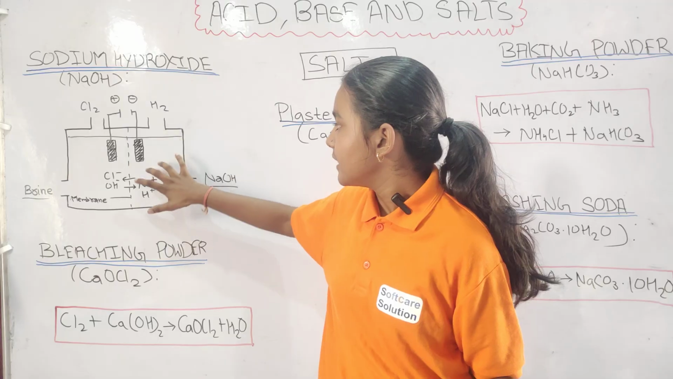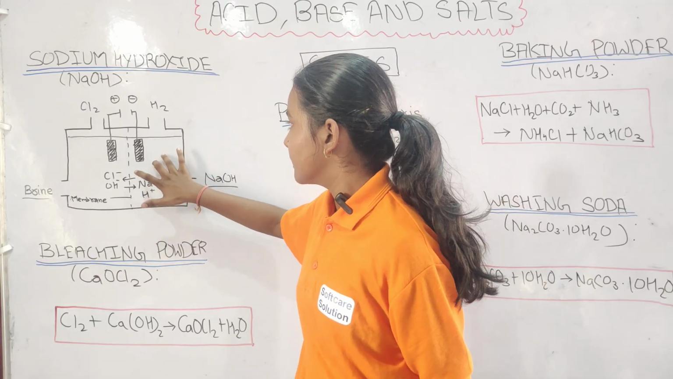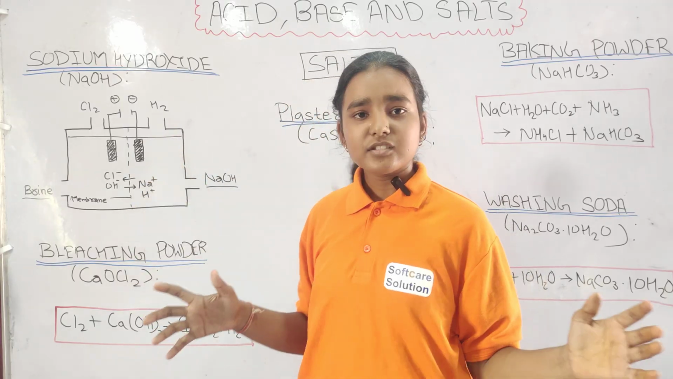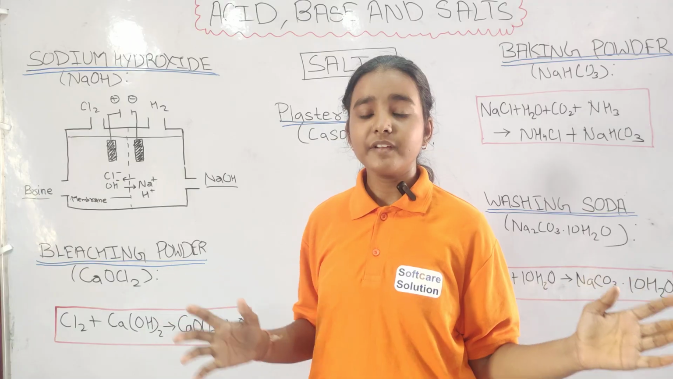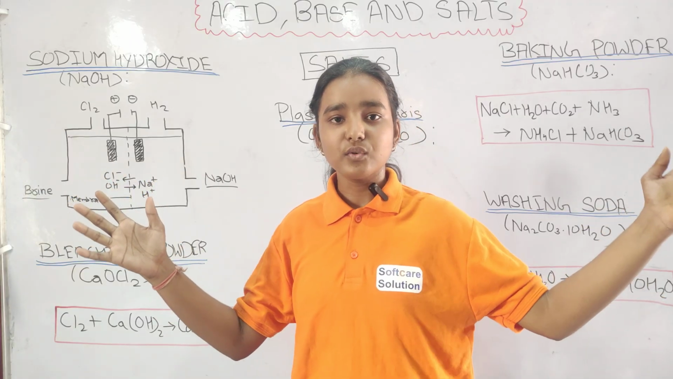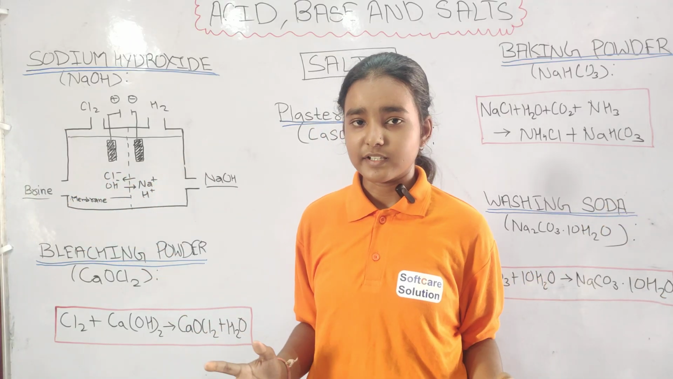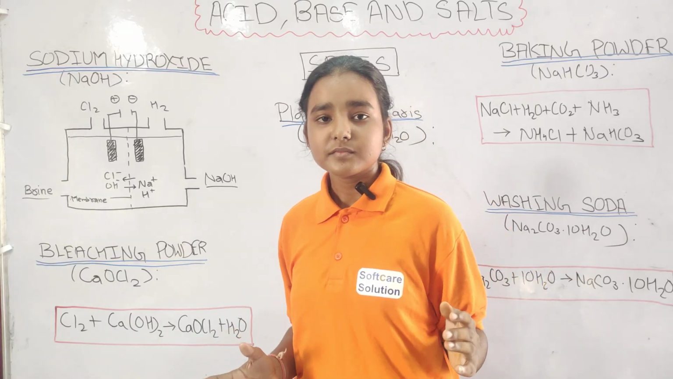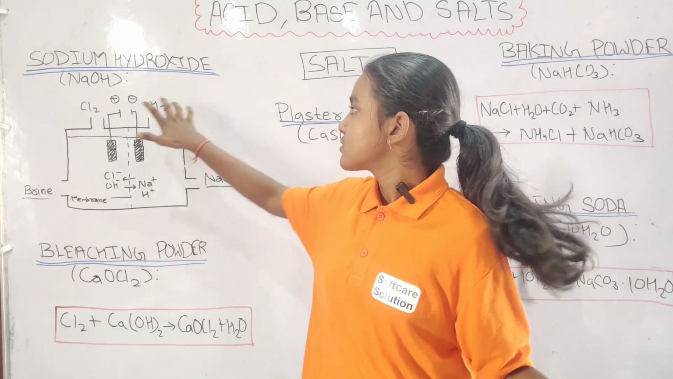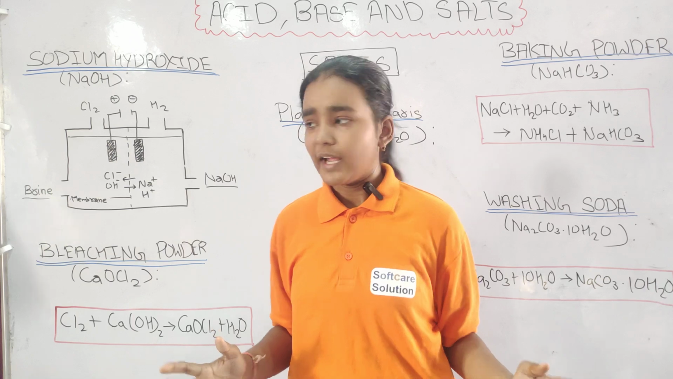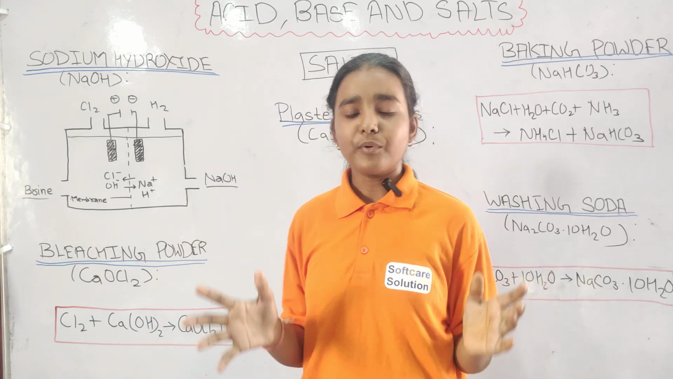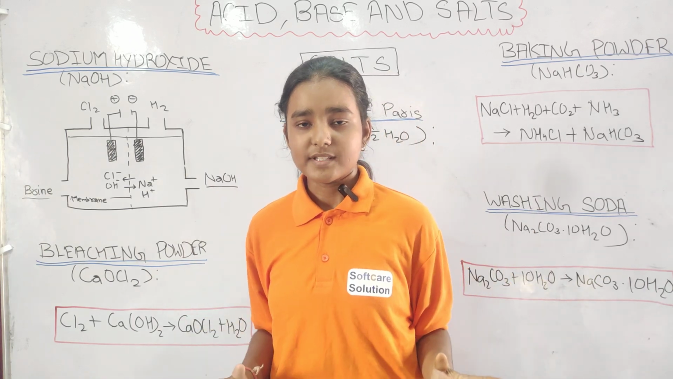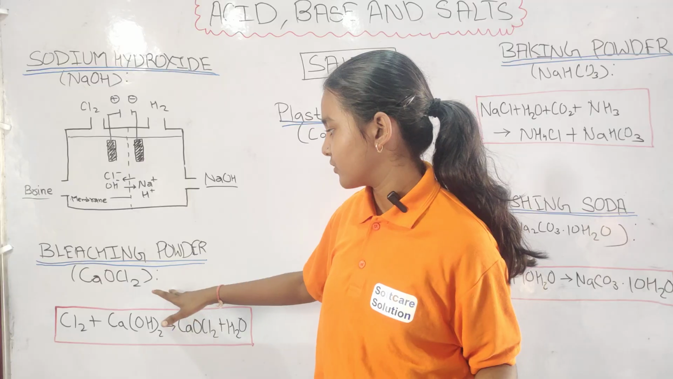When we take brine in the beaker and allow electricity to pass through it, we get Cl, H2 and NaOH as the result. Cl is used in swimming pools to clean, H2 is used as a fuel, and NaOH is also important for humans. And the next is bleaching powder.